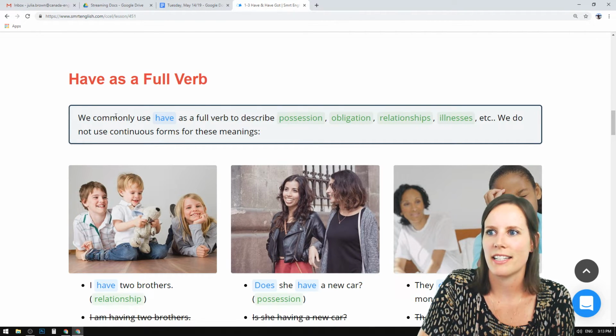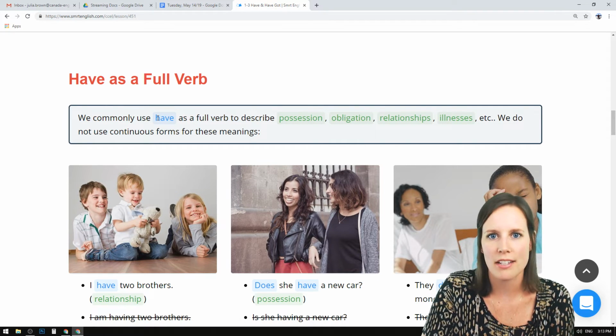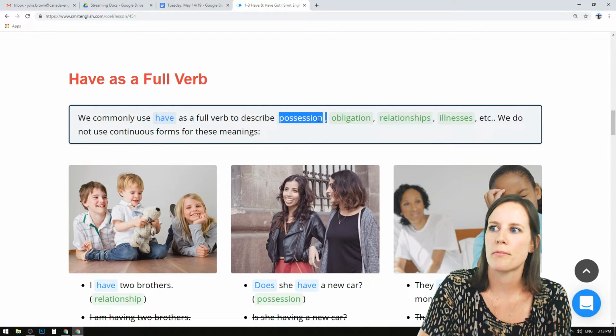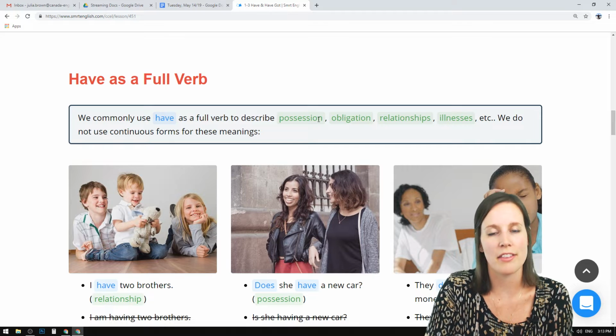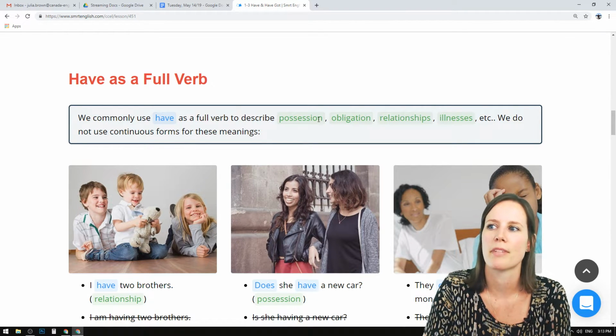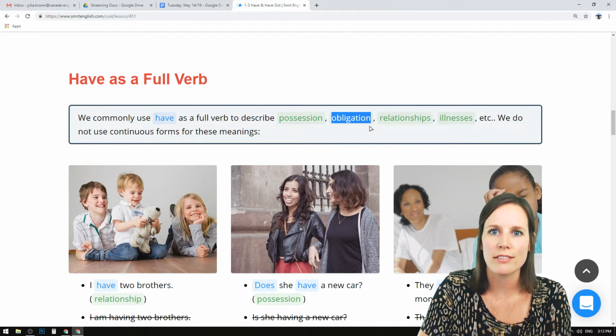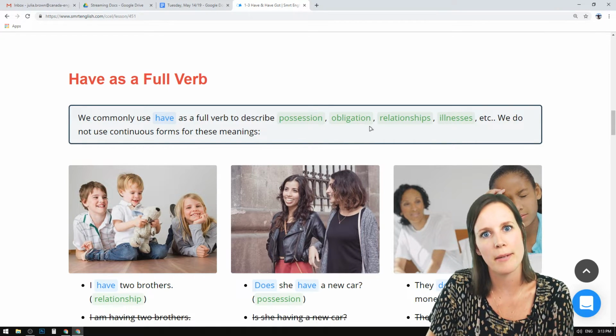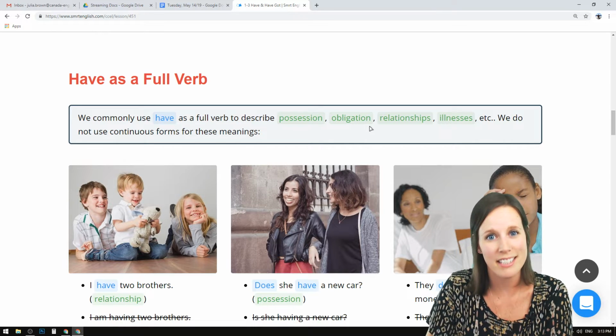So we're going to see here. We have different contexts where it's very common to use have as a full verb, okay? And we use them to describe possession, okay, things we own or possess. Obligation, things we have to do. We are required to do them. Obligations like responsibilities, okay?